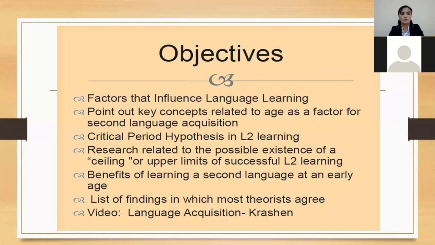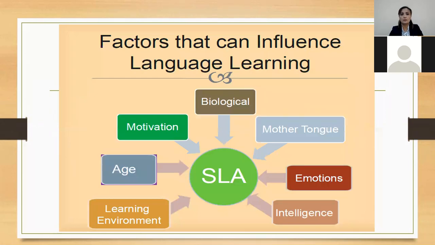So first of all, we will speak about objectives, factors that influence language learning, and point out key concepts related to age as a factor for second language acquisition, and a critical period hypothesis in second language learning, and research related to the possible existence of a ceiling or upper limits of successful second language learning, and the benefits of learning a second language at an early age. Then we will speak about the list of findings in which most theorists agree. As for the video, we have just watched that one. And factors that can influence language learning.